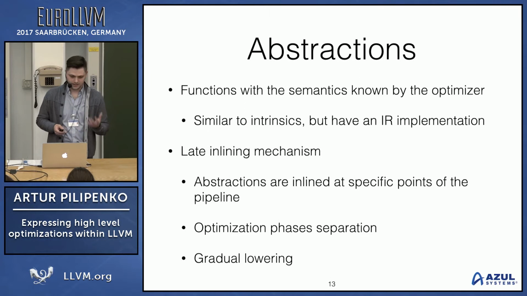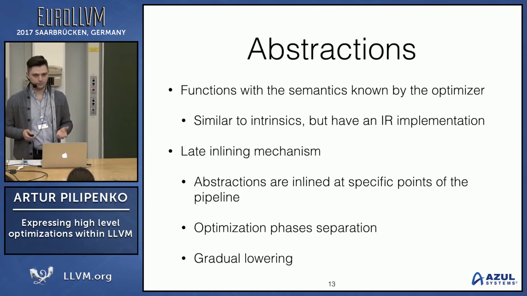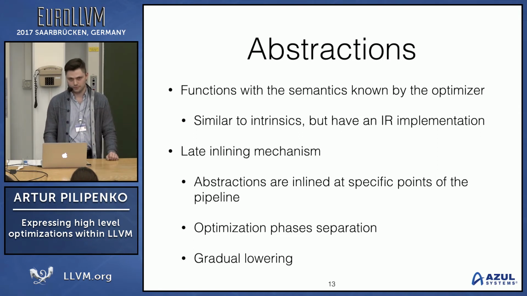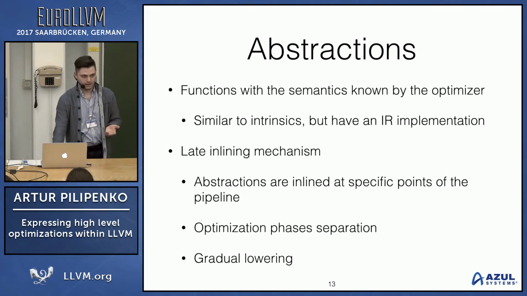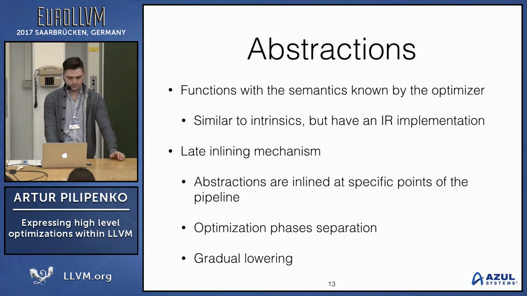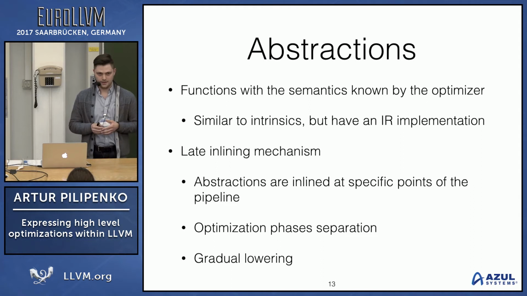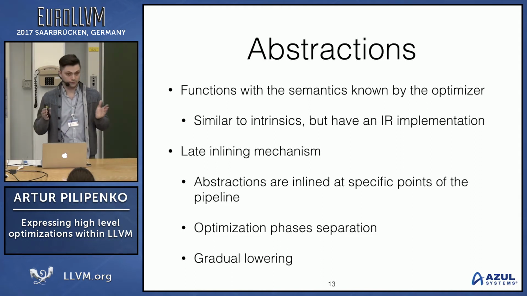So, as I said, abstractions are building blocks for the high-level embedded IR. They are functions with semantics known by the optimizer. In this regard, they are very similar to LLVM intrinsics, but they have a regular IR implementation. They differ from normal functions by the fact that we postpone inlining of abstractions until specific points in the pipeline. And these points create boundaries of optimization phases.